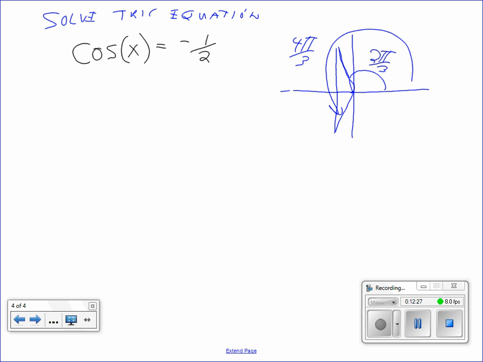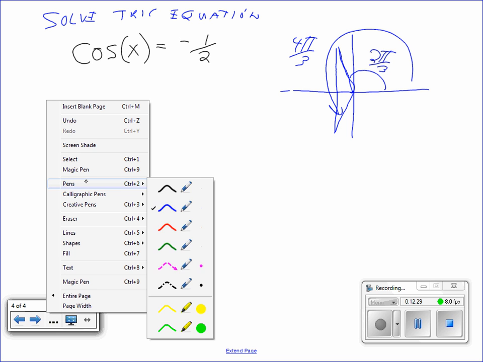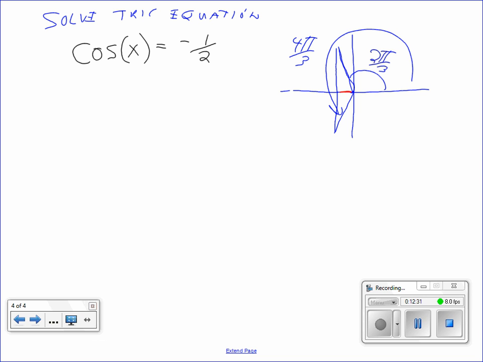Remember, a cosine is the x value, so both these angles have an x. Maybe I should make this theta not to confuse you. That's theta. Call this x is equal to minus 1/2. So there's two answers for this theta. Theta could be 2 pi over 3, or theta could be 4 pi over 3.